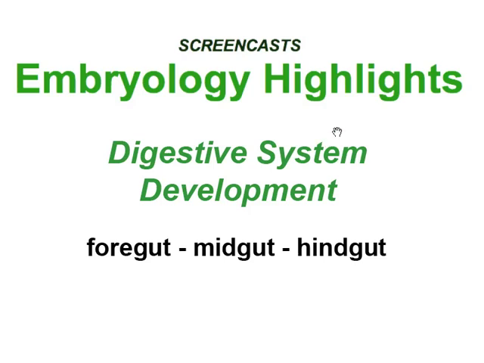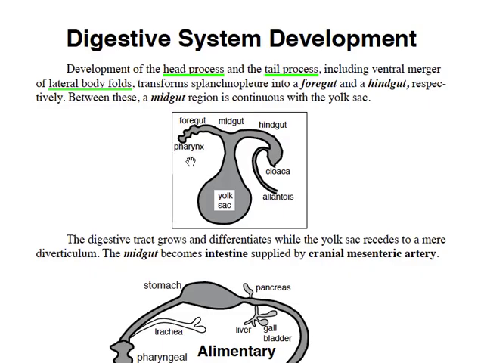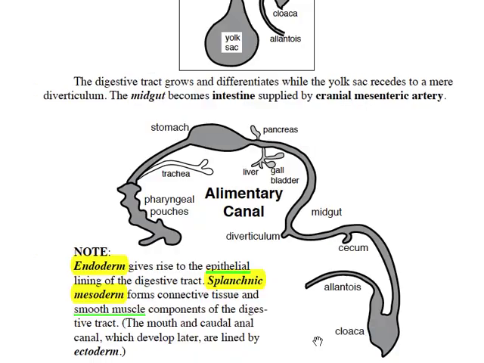This embryology highlights screencast concerning digestive system development deals with the foregut, midgut, and hindgut derivatives. The foregut, midgut, and hindgut are formed when the head process and tail process develop and when lateral body folds merge ventrally. The yolk sac is continuous with the midgut.